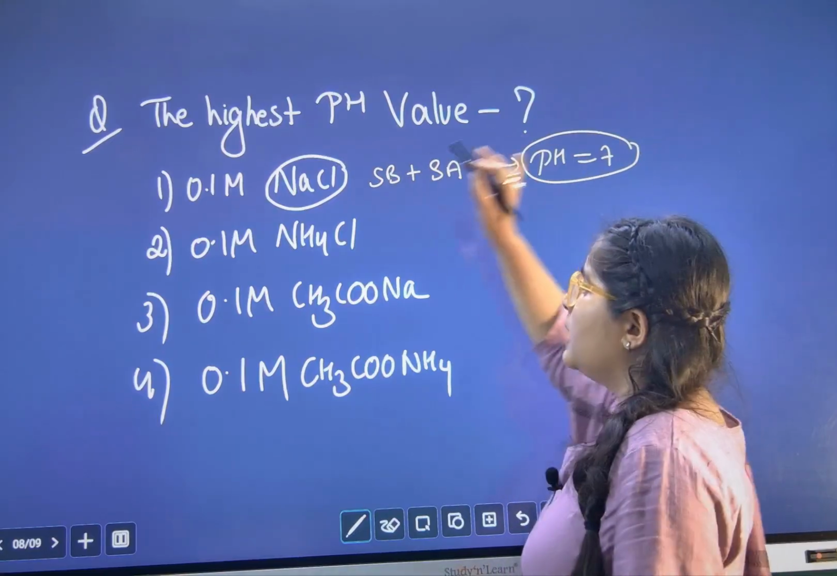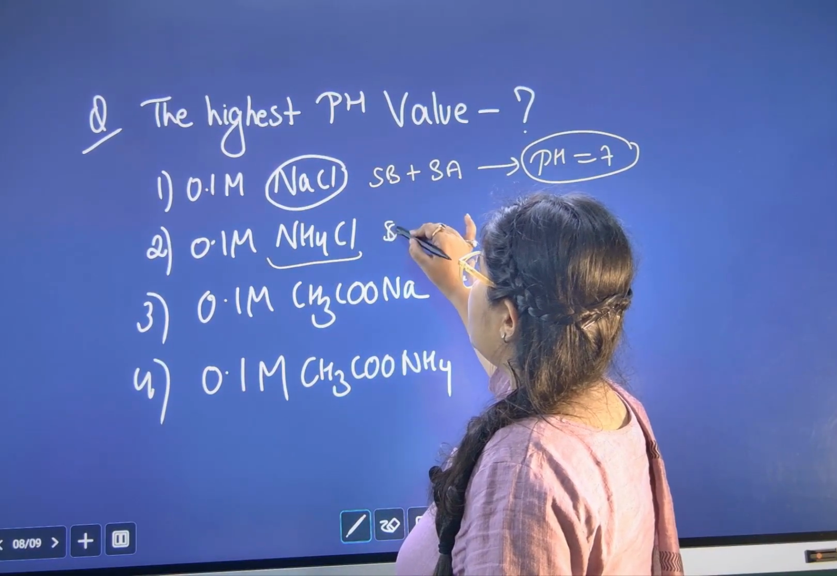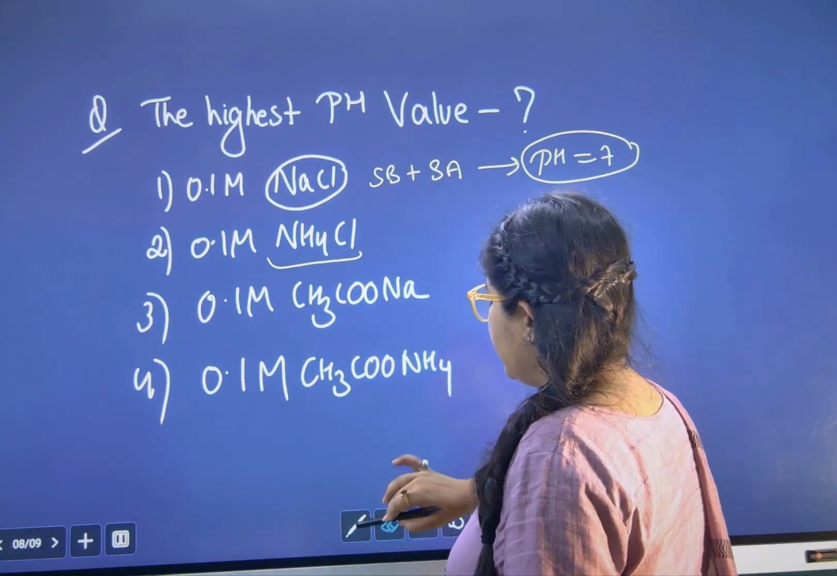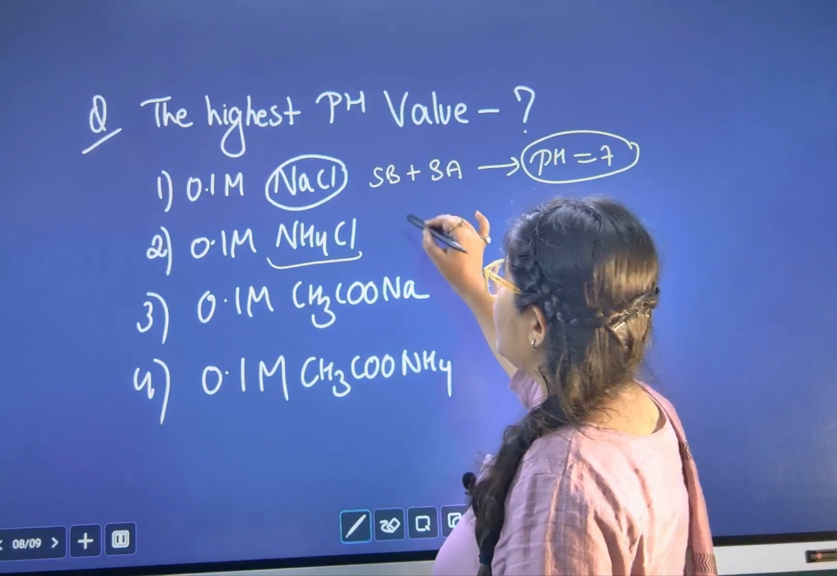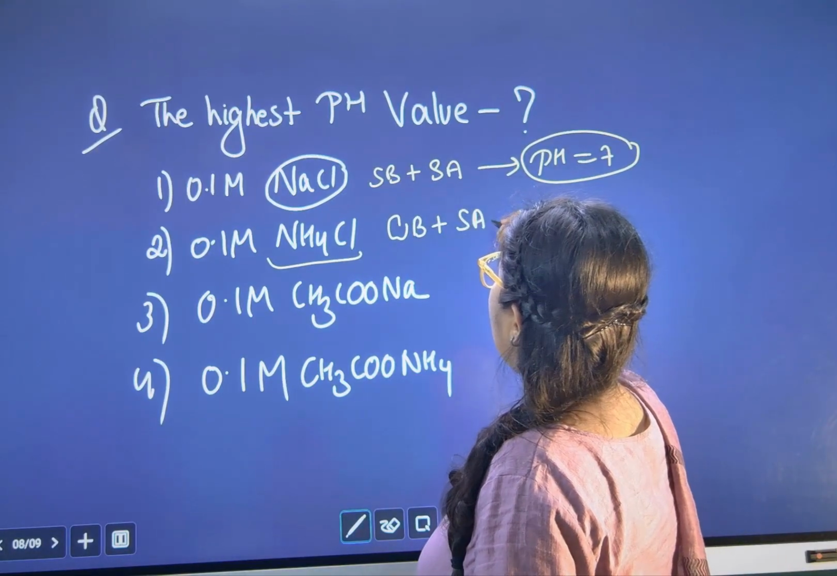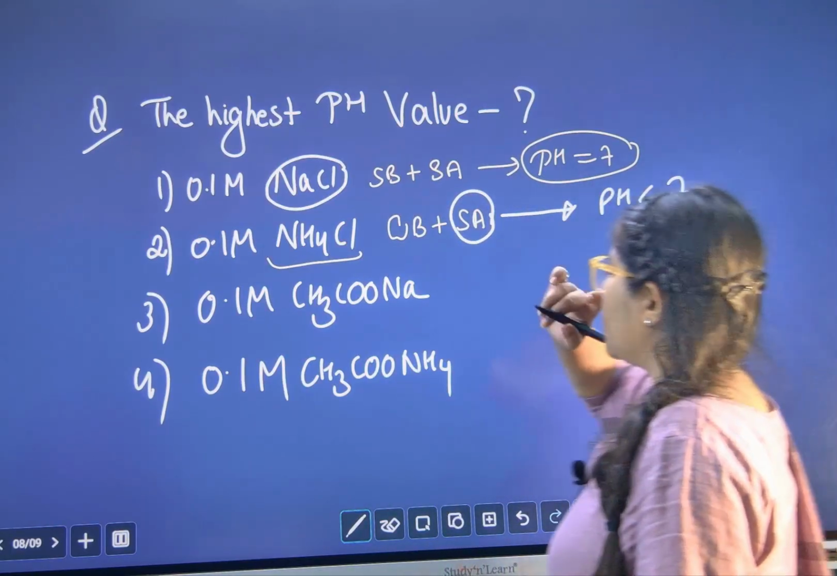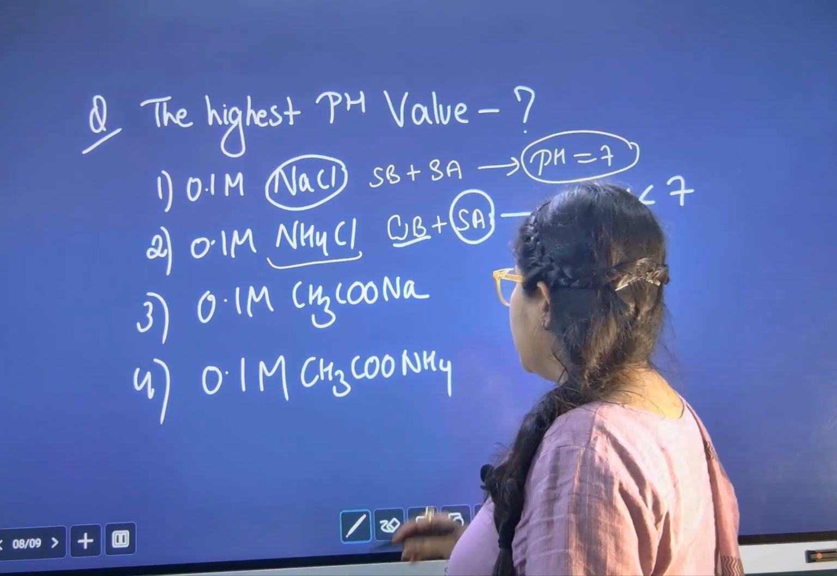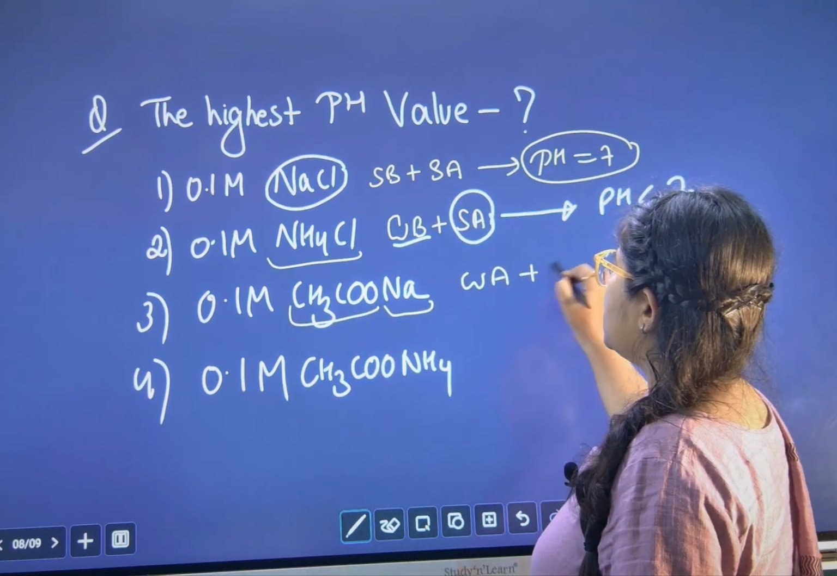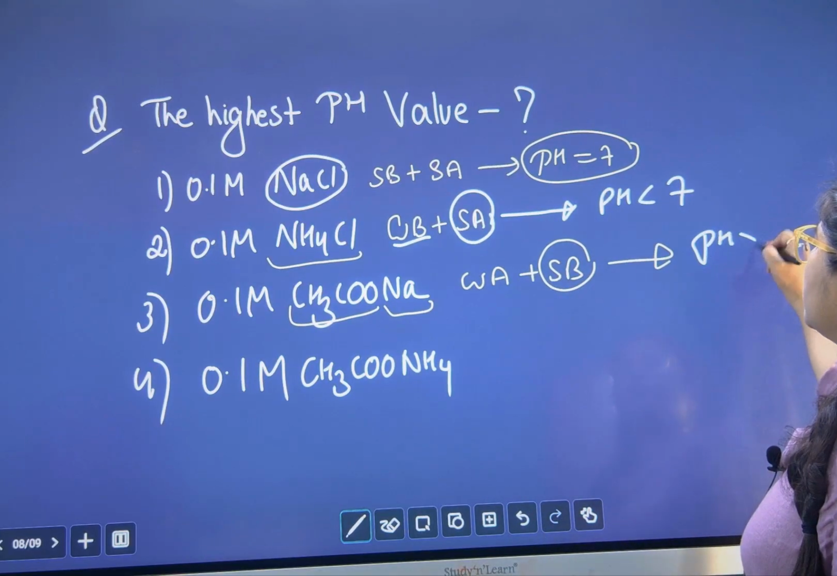pH will be 7. NH4Cl: NH4OH is a weak base plus HCl, a strong acid. So the strong acid we will consider, so pH will be less than 7. Okay, weak base means cationic hydrolysis. Then next is CH3COONa, which means weak acid plus strong base. So the strong one we will consider, so here we will get pH more than 7.